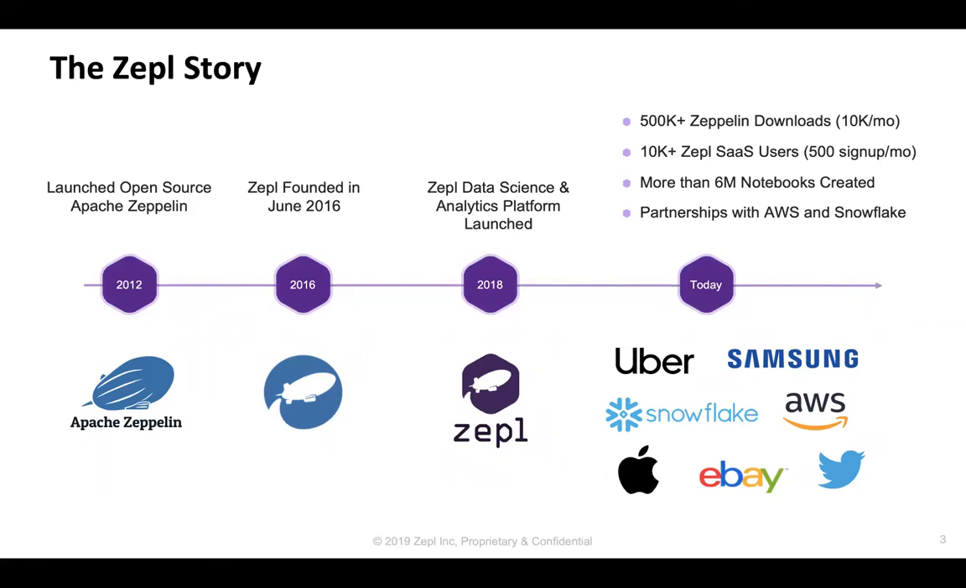Today, we have both SaaS and VPC versions of Zepl, and we've been partnering with AWS and most recently Snowflake. We're really excited to talk about our Snowflake partnership and help you see how we can help you get more out of your data in Snowflake today, and help you understand how, as an enterprise data science and analytics platform, we're going to help you solve some of the same challenges that your enterprise faced with data warehousing that they're facing with data science today.